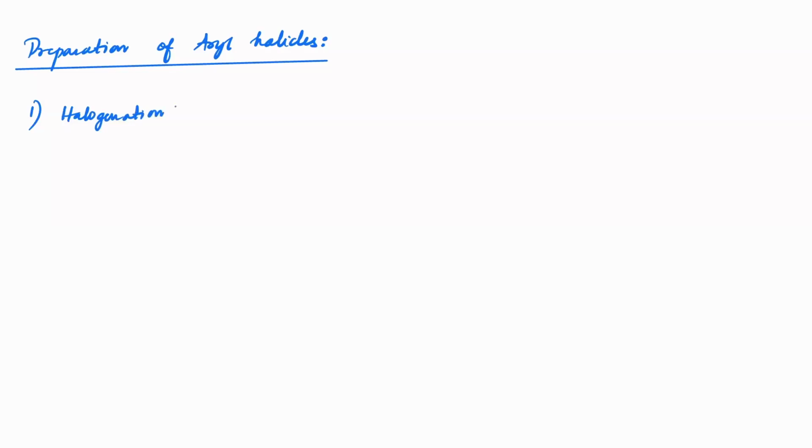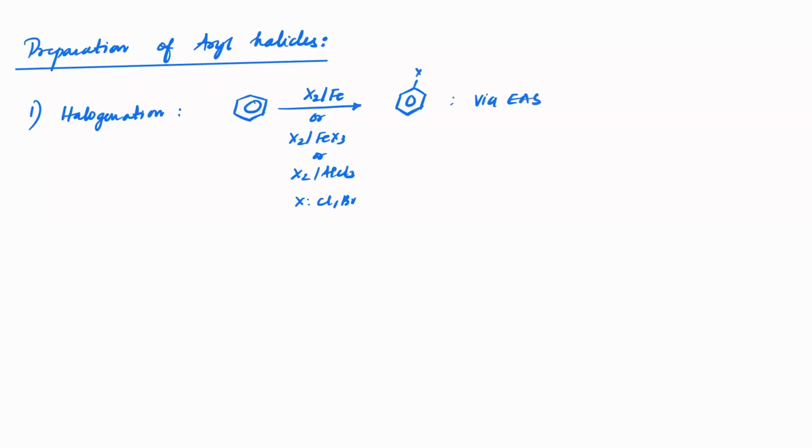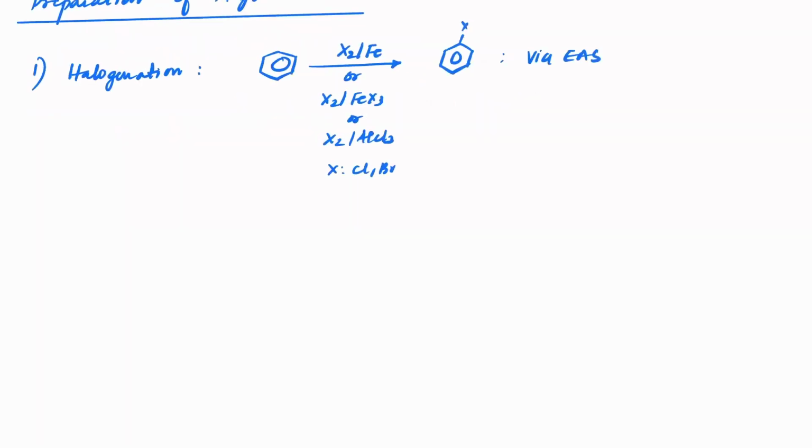Okay. So when it comes to halogenation of benzene, if you react benzene with either X2 in Fe, or X2 in FeX3, or X2 in AlCl3, where X is chlorine or bromine, then you will definitely get halobenzene via the EAS mechanism. EAS we have learned in benzene, so I'm sure you can relate it.